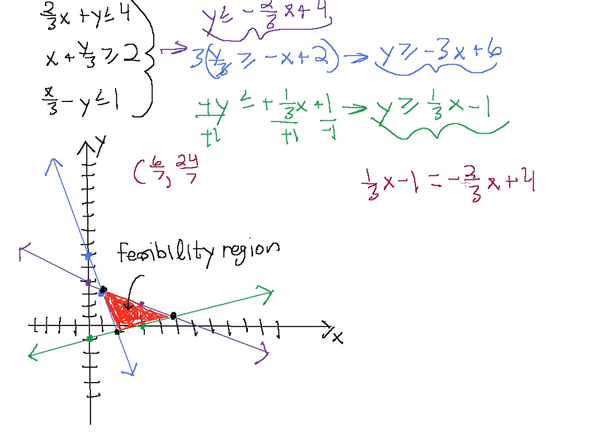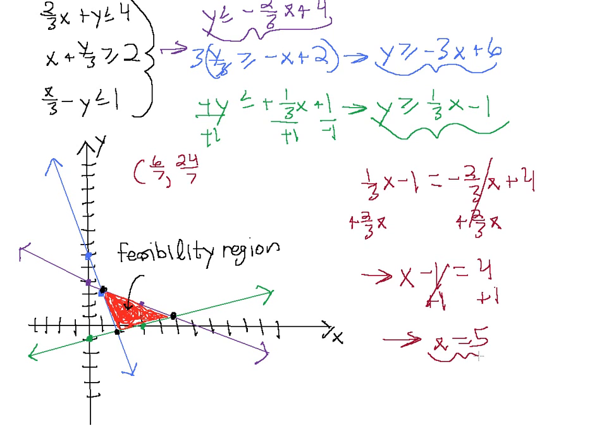Let's go ahead and solve this one for x. So we're going to add 2/3 x to both sides. 2/3 x plus 2/3 x. These two terms cancel. We have 1/3 and 2/3 equals 3/3, or just 1. So x minus 1 equals 4. We can add 1 to both sides. These two terms will cancel, so we get x is equal to 5. So now we have a value for x.